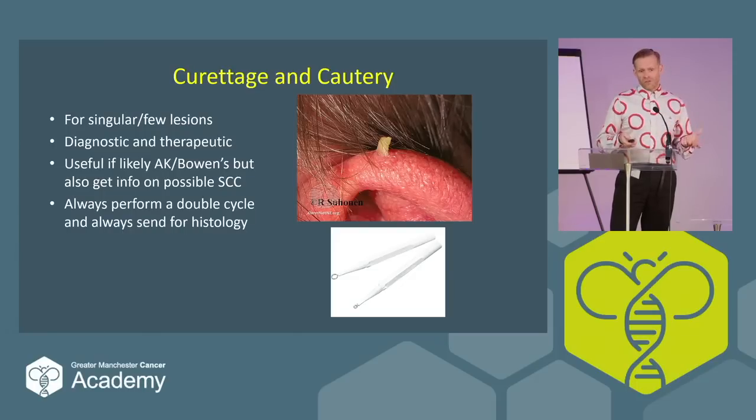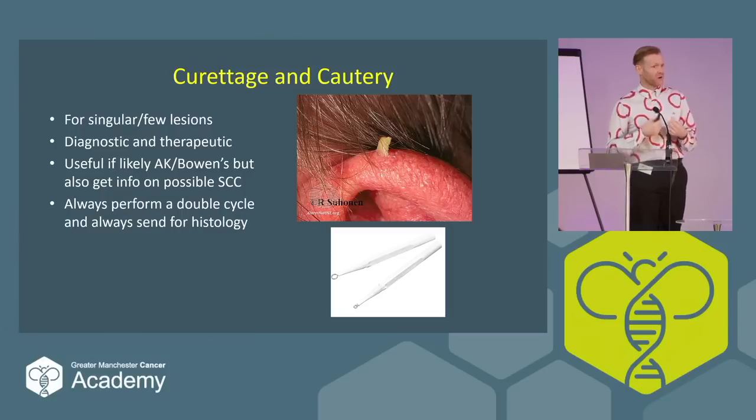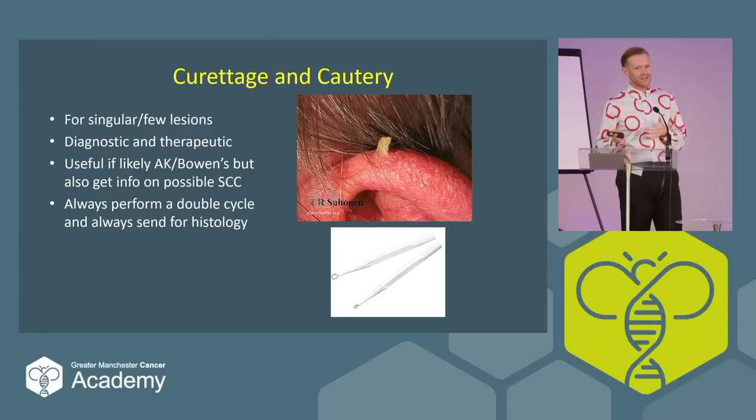So, curettage and cautery, I mentioned it earlier. The benefit that we've got in secondary care is we've got a lesion that's on the borderline of a grade 1 or a grade 2, or it's a grade 2 or a grade 3, and if it's a grade 3 lesion, we're slightly worried it might be an SCC, but we think it's probably not, and sometimes we'll scrape them off. And the great advantage to us is we then get histology results to see whether there was anything worrisome within it. And we always perform a double cycle just to make sure the lesion is treated.